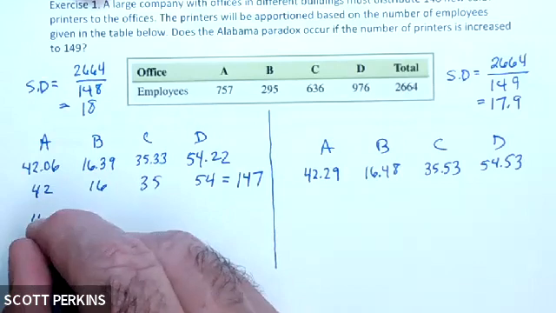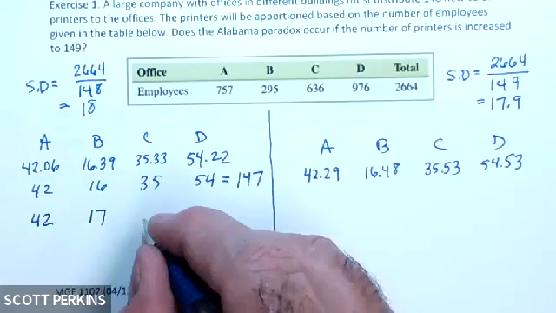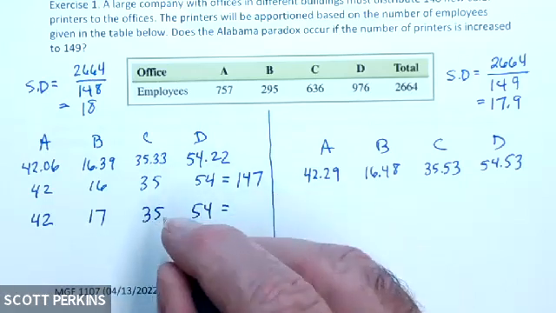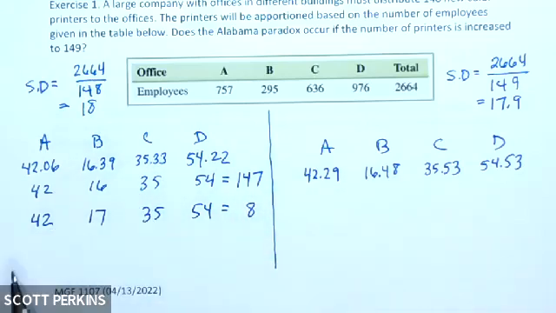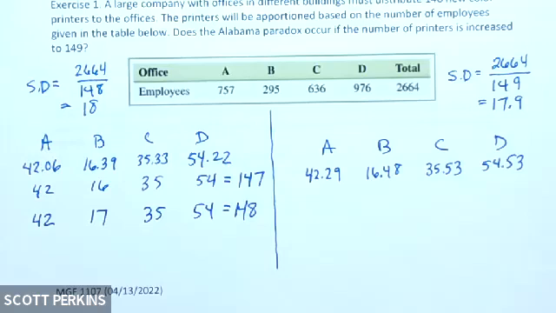So we've got A is going to get 42, B is going to get 17 now, C stays at 35, D is at 54, and then that's 9, that's 16, that's 18, yes, and then we carry the 1, and that's 5, 6, 9, that's 148. Great job. So there's the apportionment. And so now we are determining, does the Alabama paradox happen? If I buy one more printer and I add that to the apportionment, does anyone lose what they have?